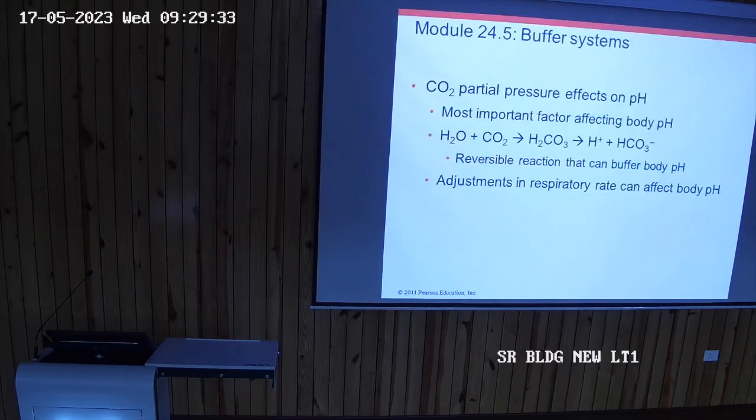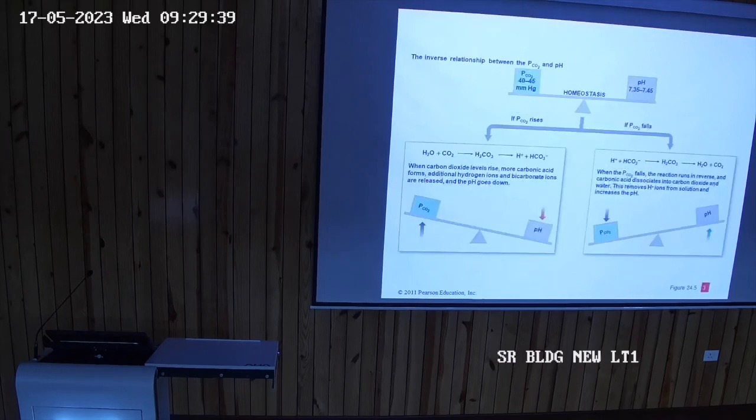CO2 partial pressure effects on pH. That is a reversible reaction that can buffer. This is the balance: 40 to 45 millimeters mercury of carbon dioxide partial pressure. This is homeostasis. The range is 7.35 to 7.45. If CO2 rises, that is the condition. If CO2 falls, there is increase in pH.